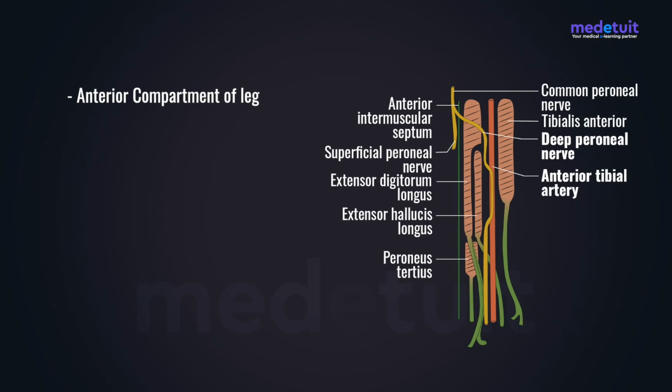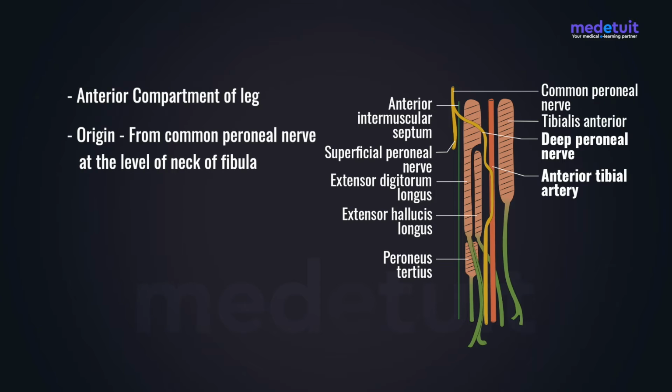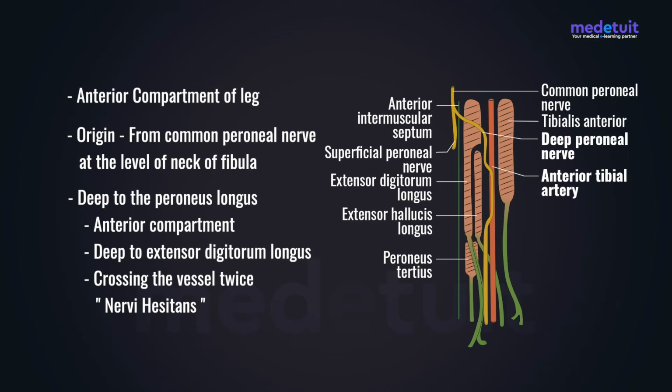Deep peroneal nerve: it is the nerve of the anterior compartment of the leg. This nerve takes its origin from the common peroneal nerve at the level of the neck of the fibula. Course of this nerve: after taking its origin from the common peroneal nerve at the neck of the fibula, it goes deep to the peroneus longus, comes to the anterior compartment, runs deep to the extensor digitorum longus, and runs vertically downwards. It will be crossing the vessel twice.